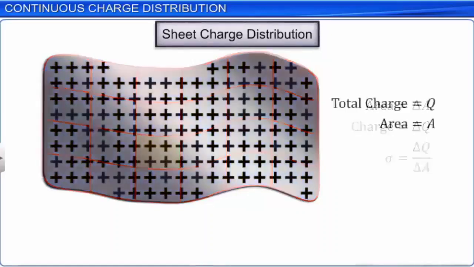If the charges are uniformly distributed over the surface, then the surface charge density, sigma, is equal to Q by A.